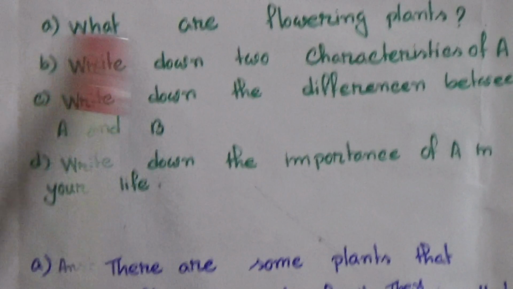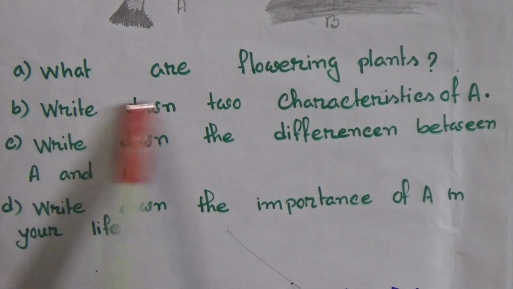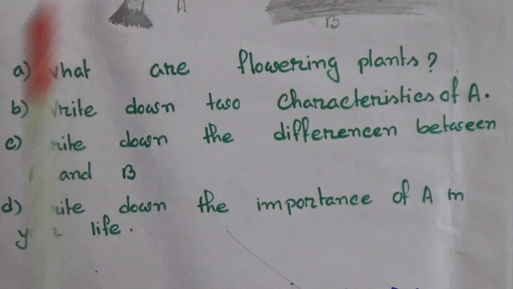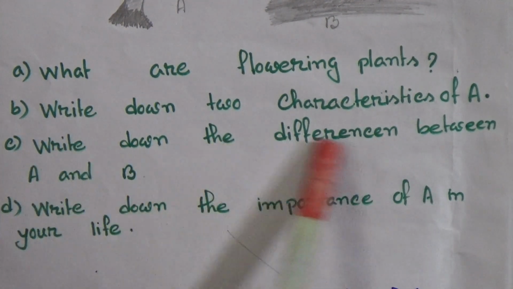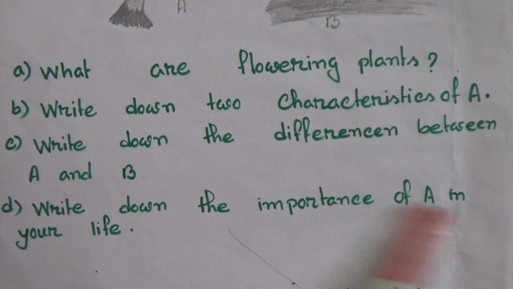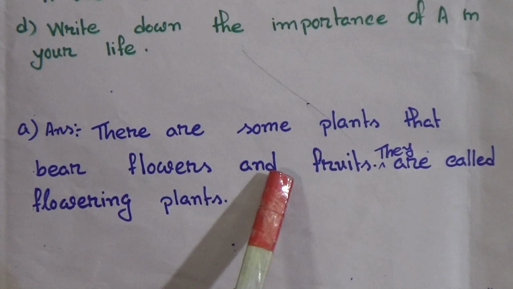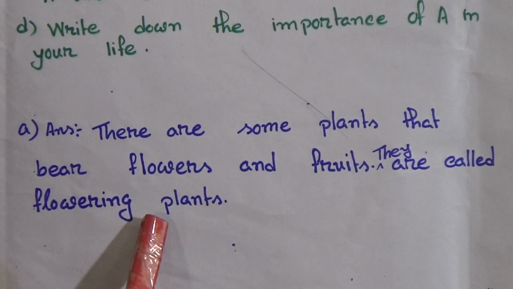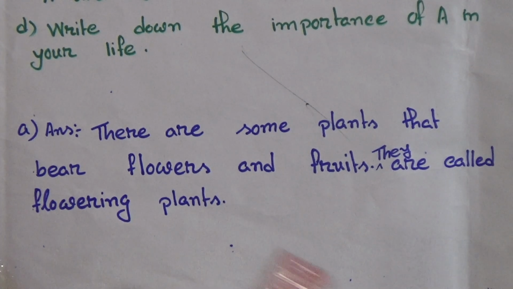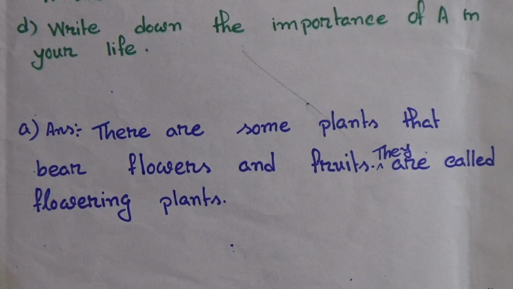Question A. What are flowering plants? B. Write down the characteristics of A. C. Write down the differences between A and B. D. Write down the importance of A in your life. Answer A. There are some plants that bear flowers and fruits. They are called flowering plants. And the plants which have no flower, we call non-flowering plants.